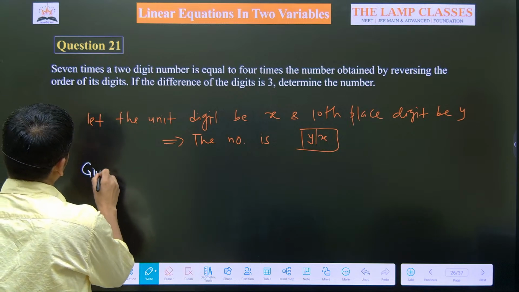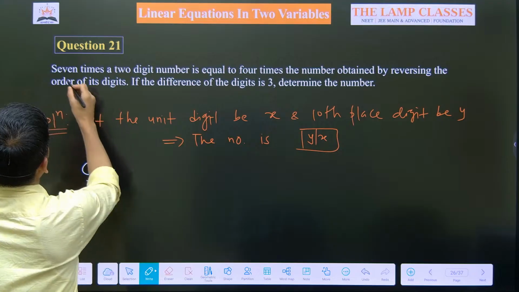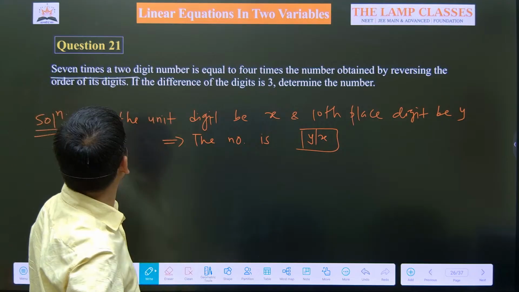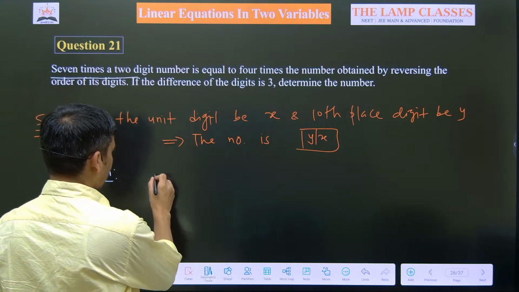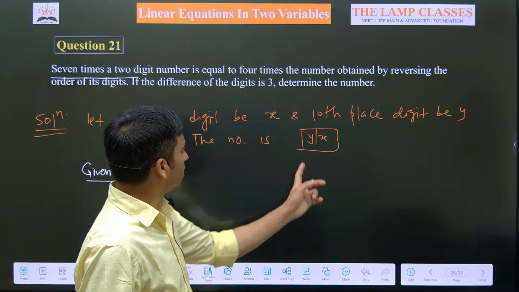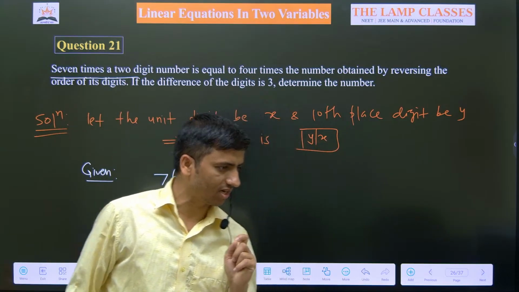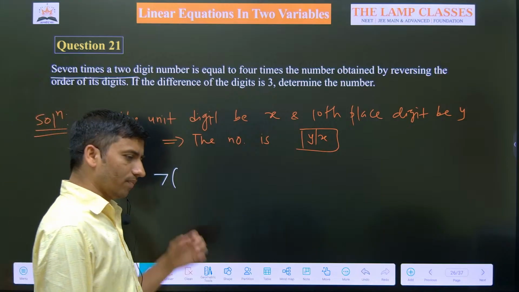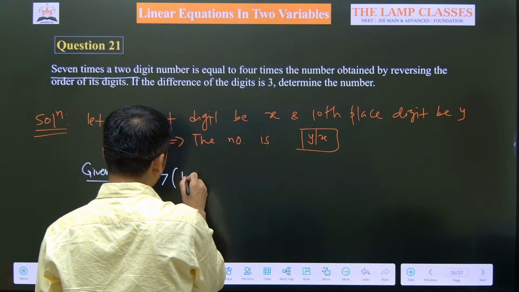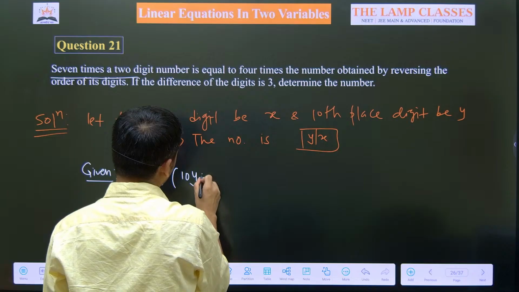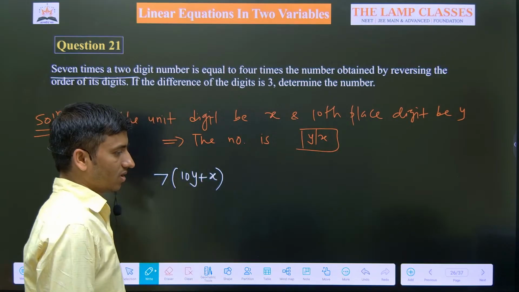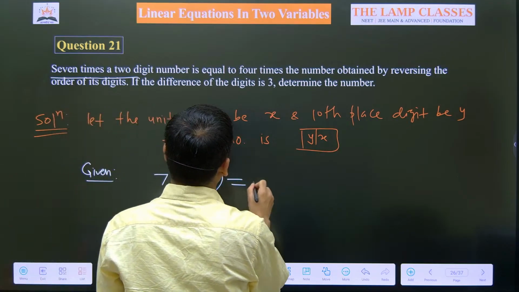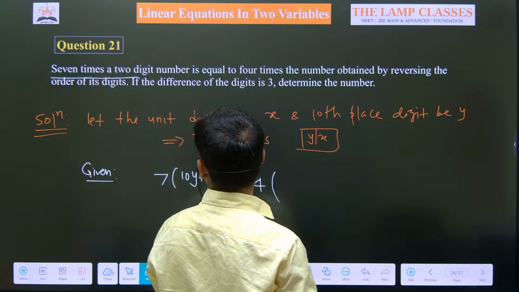They have given one piece of information: 7 times the 2-digit number. The 2-digit number is this, whose digits are these. If you have to convert that into number form, you first multiply the tens place number by 10 and then add the unit digit. This is the number actually, and it is equal to 4 times the number obtained by reversing the digits.